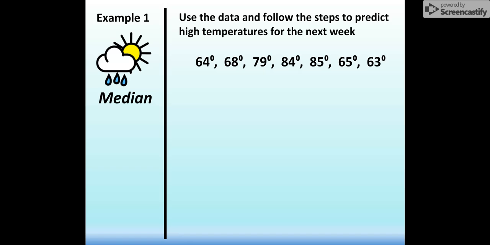Median, middle of the road. First, we have to take all of those temperatures and write them in order from the coldest to the warmest. Make sure to mark out a temperature after you use it. That way you don't forget anything or write anything down twice.